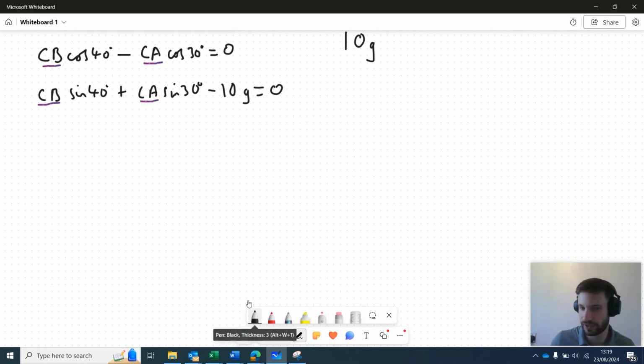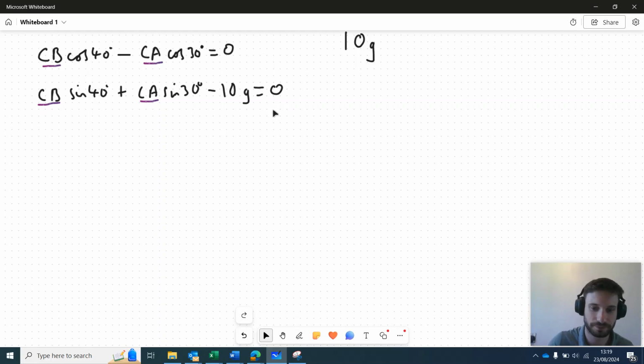I'm going to label this equation 1. Still getting used to this writing pad that I've just bought. And I'm going to label this equation 2.